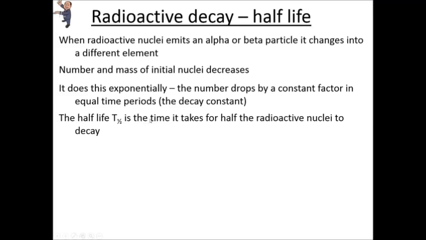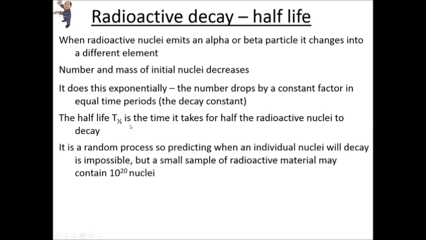So the half-life, T-half, is the time it takes for half of the radioactive nuclei to decay. That's the definition that you've probably had going around since year 10. And it's totally random, so it's impossible to predict when an individual nucleus will decay, but if you've got a lot of them, you can start to make fairly tight predictions. And remember, a small sample of radioactive material might contain 10 to the 20 nuclei, so it would be very easy, in the same way that if you threw 1,000,000 dice, then you would expect 1/6 of 1,000,000 of those to be sixes. So the more numbers you've got, the better you can predict how many will decay.